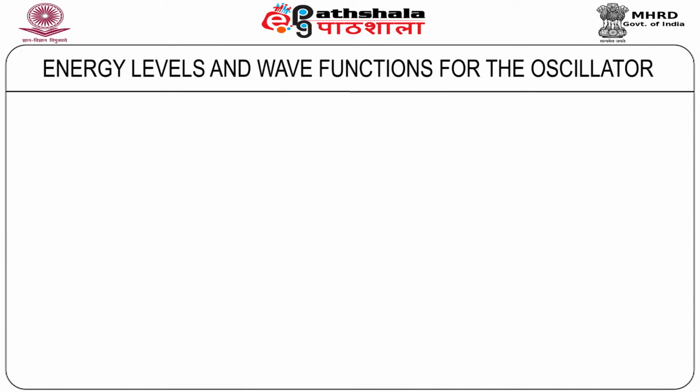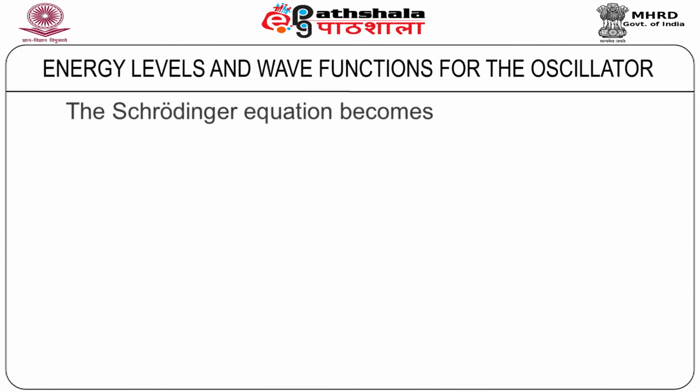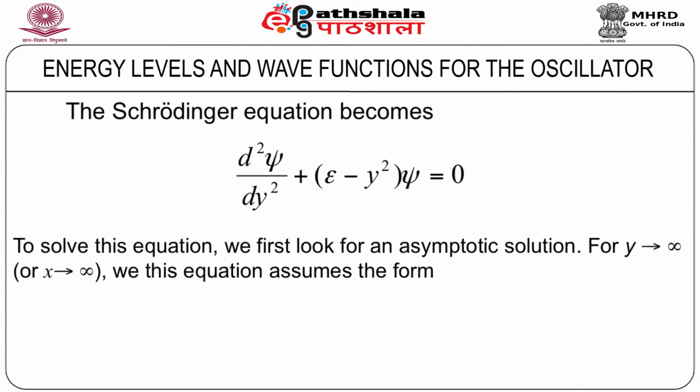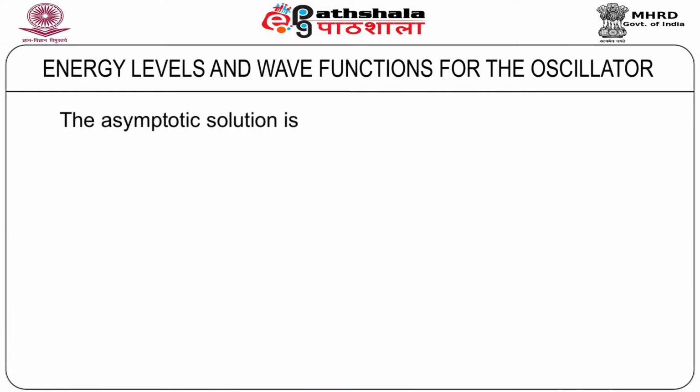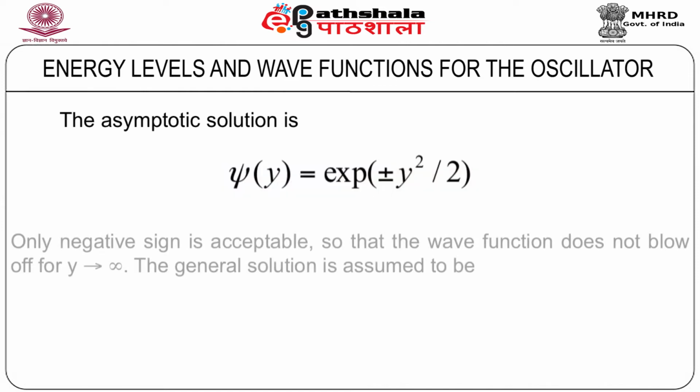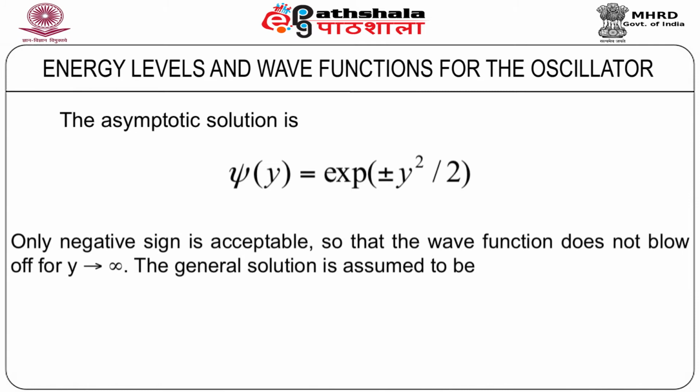So in terms of these dimensionless variables, the Schrödinger equation becomes d squared psi dy squared plus (epsilon minus y squared) psi equal to 0. Now, to solve this equation, we first look for an asymptotic solution. For y tending to infinity or x tending to infinity, which are the same, this equation assumes the form d squared psi dy squared minus y squared psi is equal to 0. The asymptotic solution is psi(y) equal to e to the power plus or minus y squared upon 2. Only the negative sign is acceptable so that the wave function does not blow up for y tending to infinity.